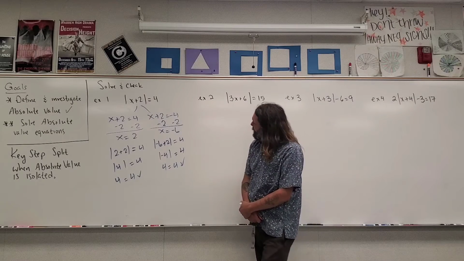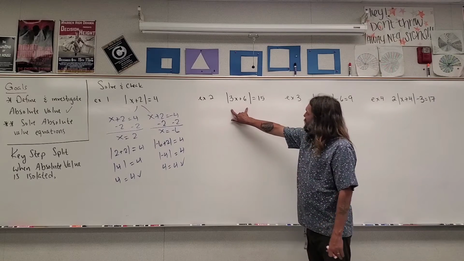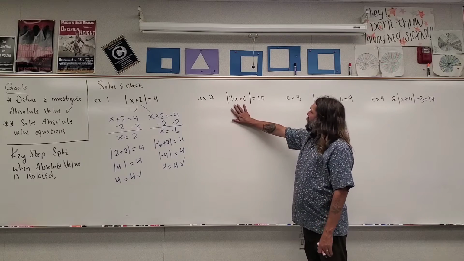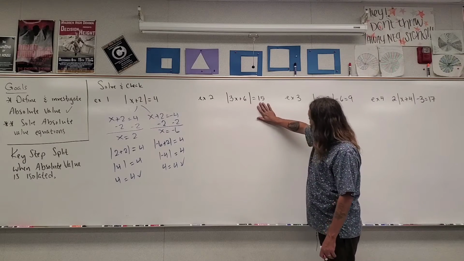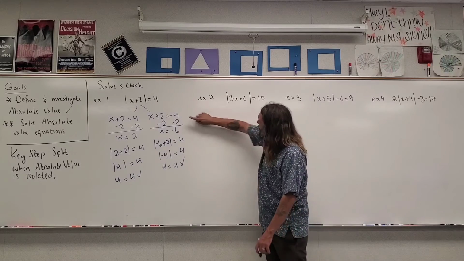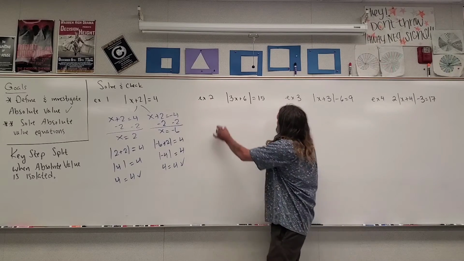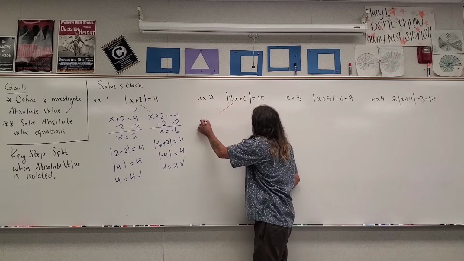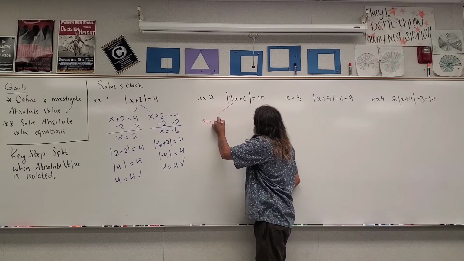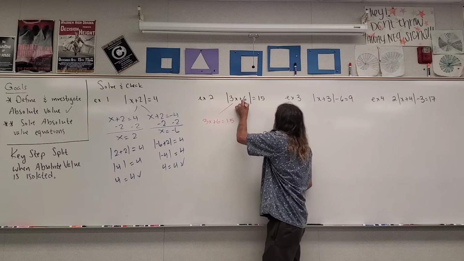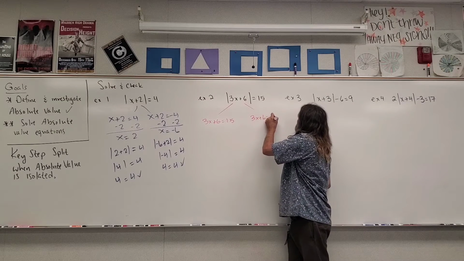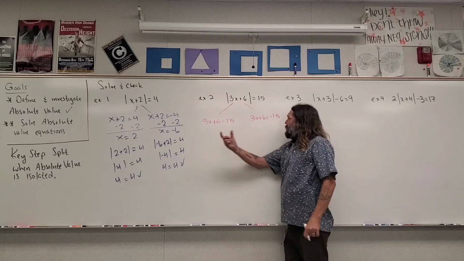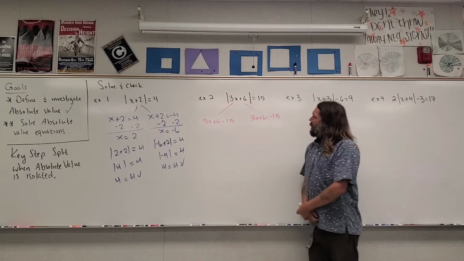I can split because my absolute value is isolated. And again, there's two numbers that are 15 units away from 0. And again, when I split, I have to drop the absolute value symbols. So I'm going to get 3x plus 6 is equal to 15. And I'm also going to get 3x plus 6 is equal to negative 15. Again, nothing changes from the inside of the absolute value.